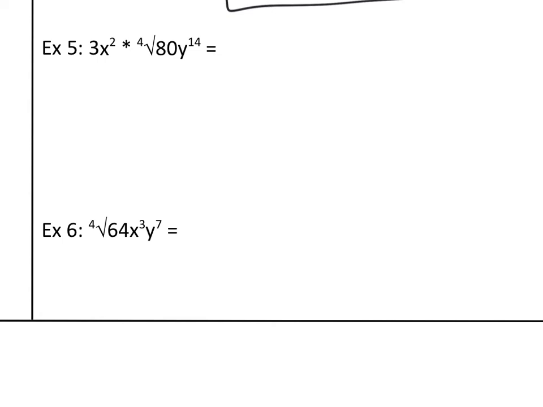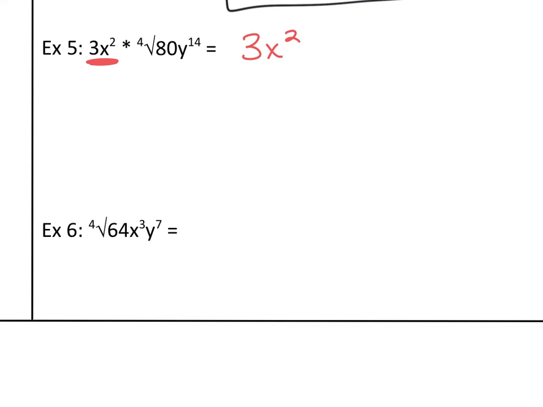Okay. Number 5. First things first, I'm going to write after that equal sign. Do I have something outside already? Yeah, what is it? 3x squared. So I'm going to write that over here because I know I've got to deal with it later. That's the first part of what I'm going to make into my answer. Now I've got to deal with this 4th root of 80y to the 14th.